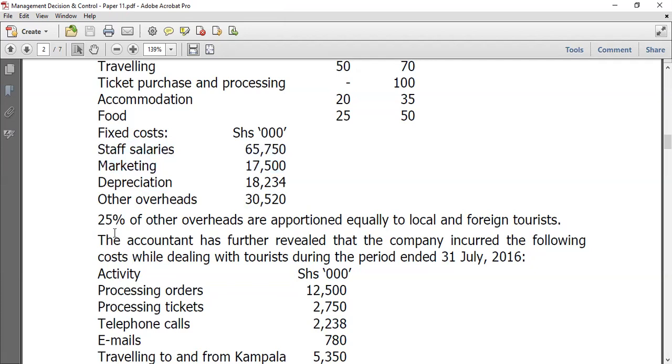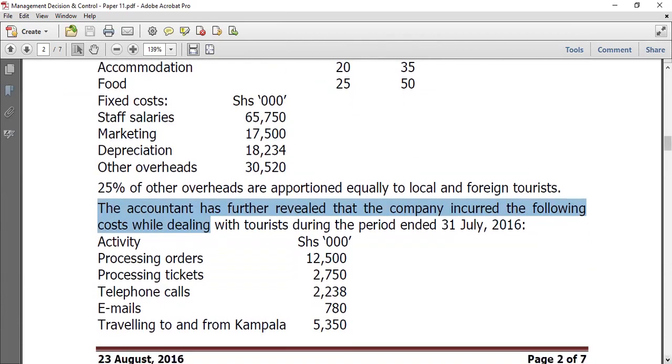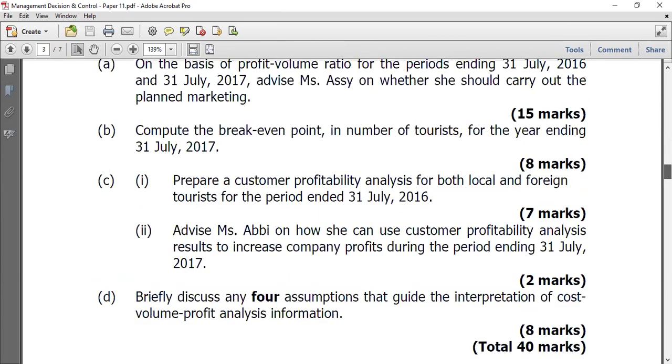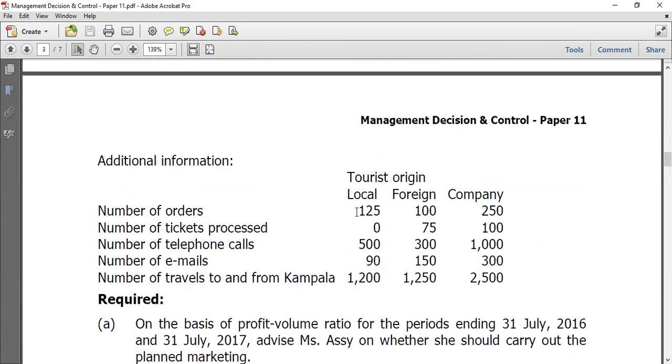Now, there's some information here where they're telling us the accountant has further revealed that the company incurred the following costs while dealing with tourists. Now, these are also costs that you're going to have to apportion, kind of divide, between local and international tourists. And that is why when you come here, they actually give you a breakdown, okay? A breakdown.